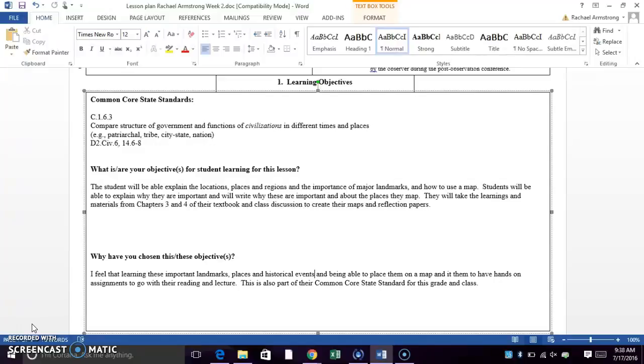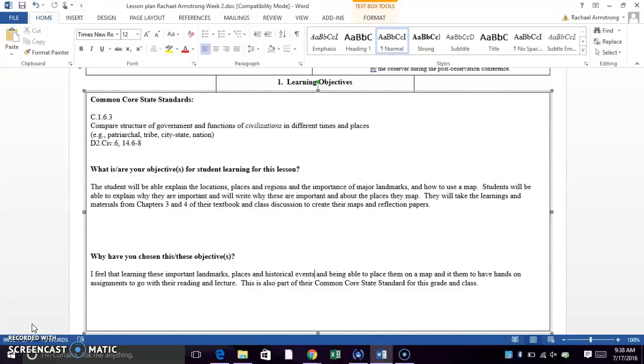The Arkansas Common Core State Standard that is going to be used is C.1.6.3, and here the students will compare structure of government and functions of civilization in different times and places. And they're also going to use the literature objective on writing papers.